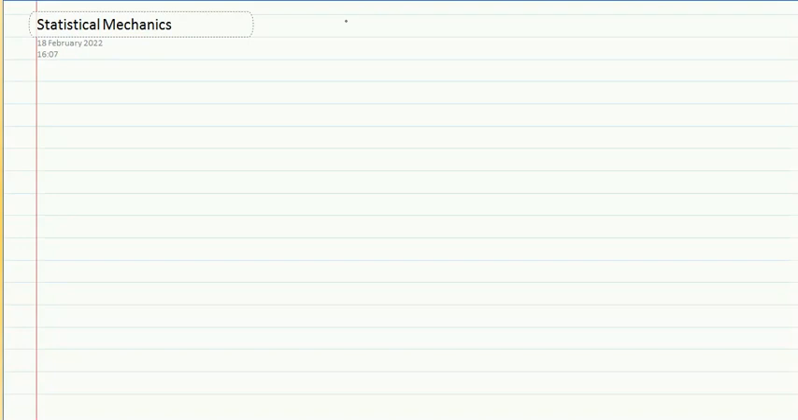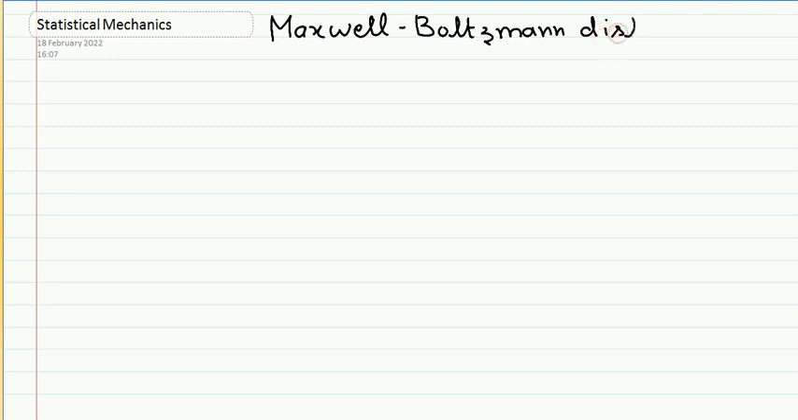So today's topic is Maxwell-Boltzmann distribution law for speed. So let us put the heading: Maxwell-Boltzmann distribution law of speed.